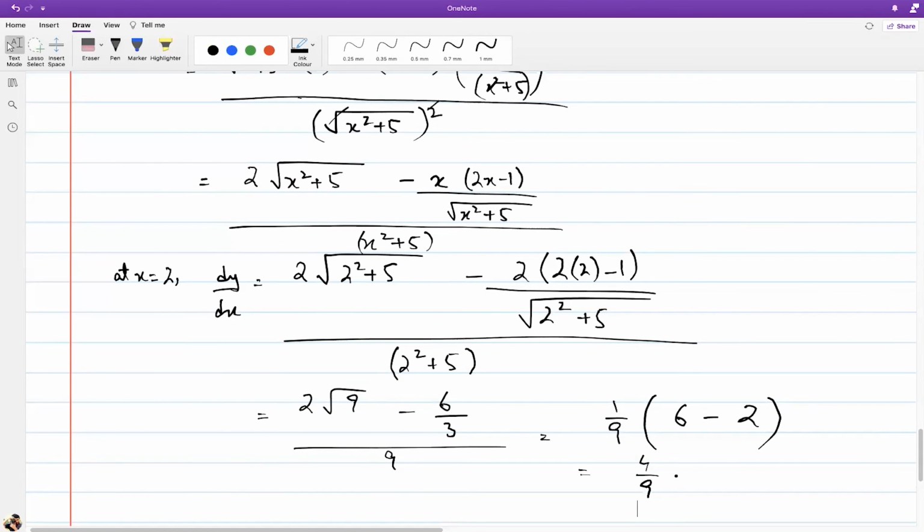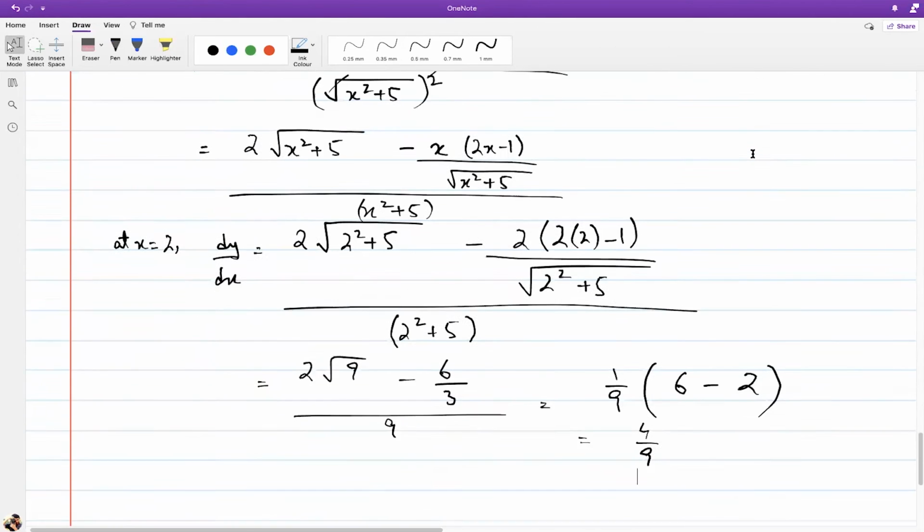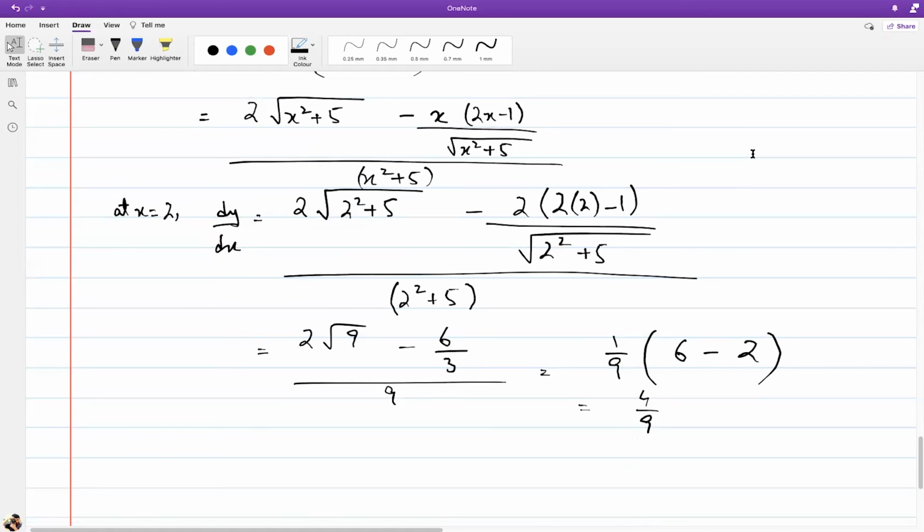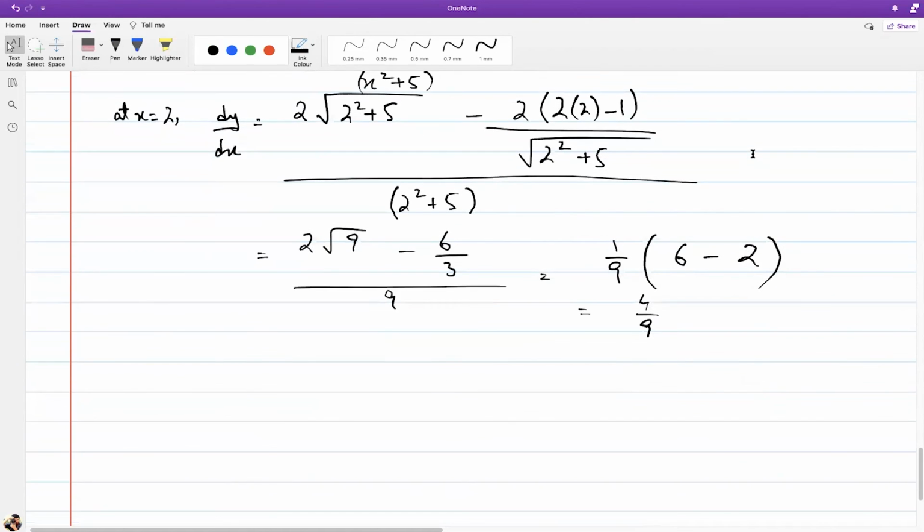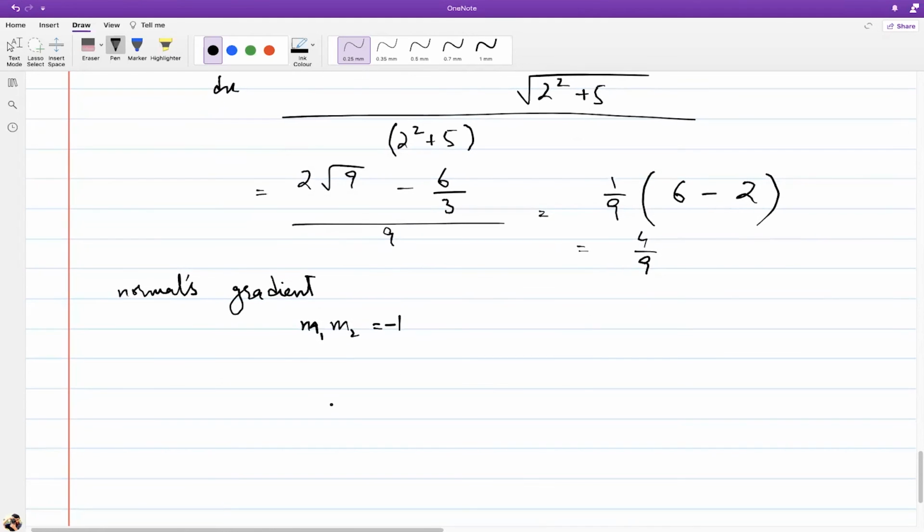That's your derivative of the tangent because that's the derivative of the curve. कर्व का जो भी ग्रेडियंट होगा वो टेंजेंट के ग्रेडियंट के बराबर होगा. सो नाउ यू फाइंड द टेंजेंट का ग्रेडियंट. अब हम नॉर्मल का ग्रेडियंट निकालेंगे. नॉर्मल ग्रेडियंट इज बेसिकली 1 over... m1 m2 equal to -1. Why? Because the gradients of perpendicular lines are negative reciprocals of each other.